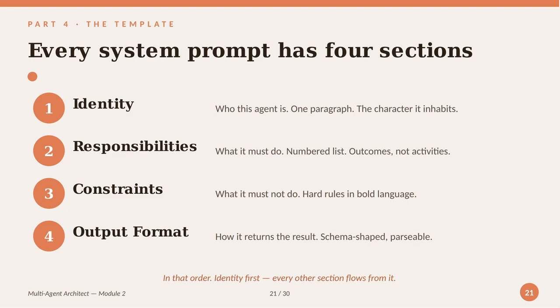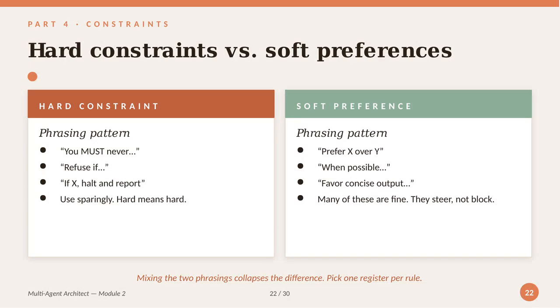Identity, responsibilities, constraints, output. In that order. Identity comes first. Hard and soft constraints get different phrasings on purpose. If you mix the registers, the model collapses the difference and treats everything as a suggestion.